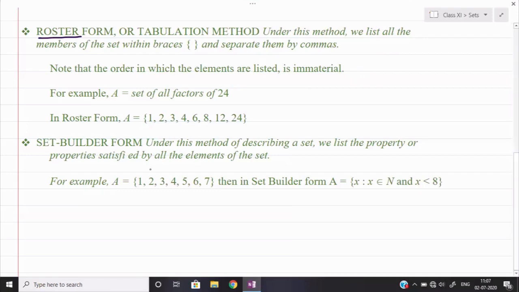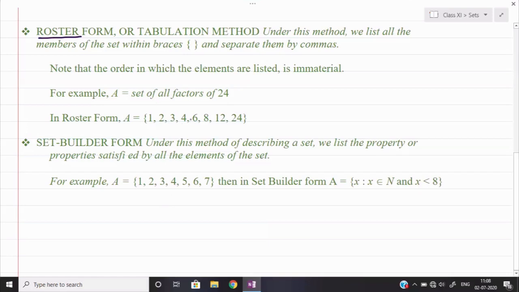For example, let us see the example here: the set of all factors of 24. We know the factors of 24 are the numbers that can divide 24. For example, 1 is a factor of 24, and 2, 3, 8, 6, 12, they are all factors of 24, including 24 itself, right? So we can list all the elements here in the curly bracket, as you can see, and we are separating them by commas.